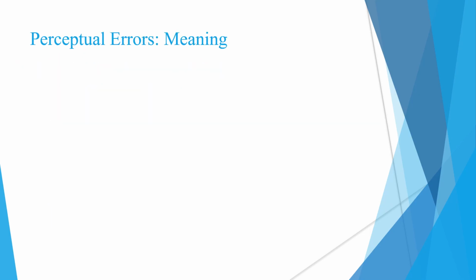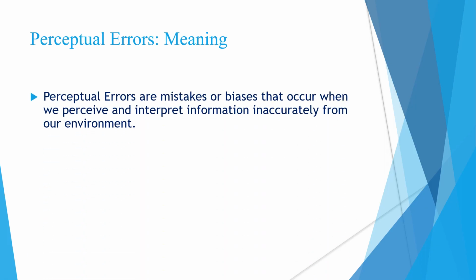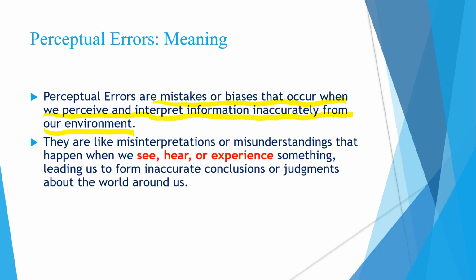Perceptual errors are basically the mistakes or biases that occur when we perceive or interpret information in an inaccurate way from our environment. Or it can be the misunderstandings or misinterpretations that happen when we see, hear, or experience something, leading us to form inaccurate conclusions or judgments about the world around us.